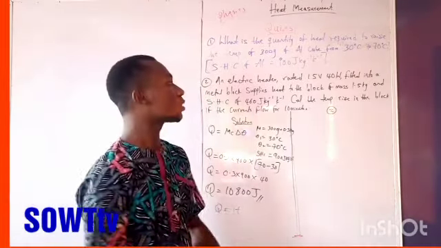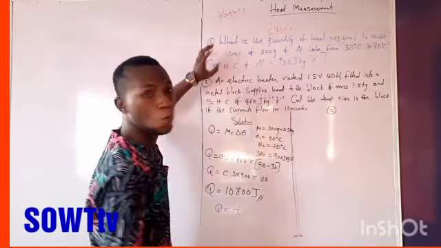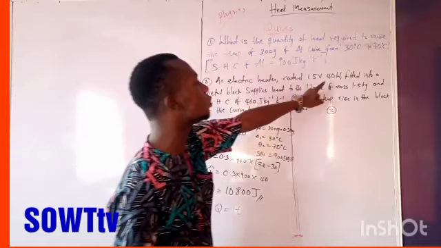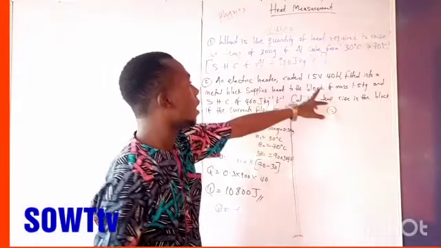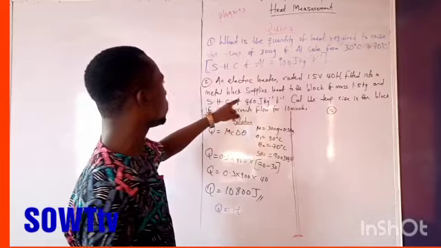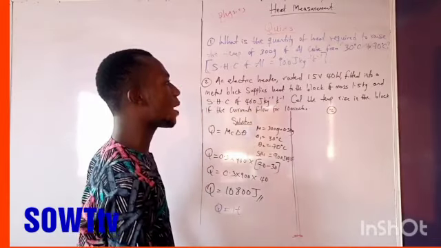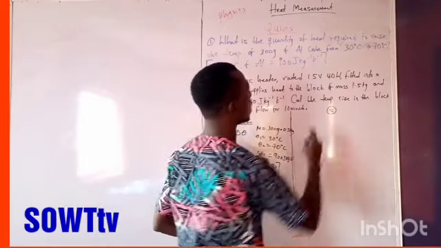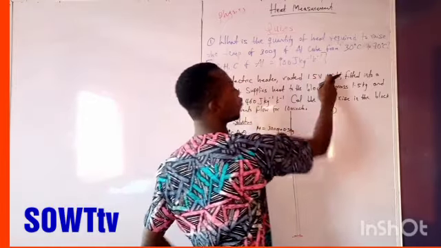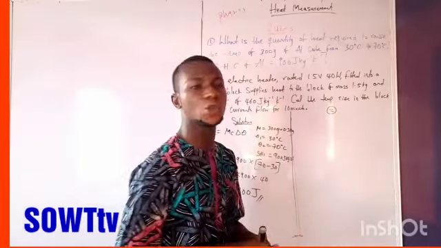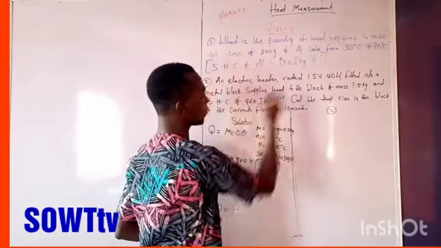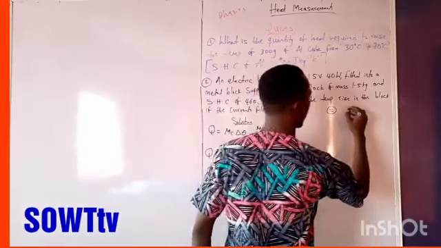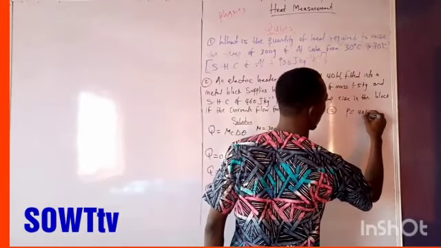Current times time. So the question on the board for quiz number 2 is: an electric heater rated 15 volts, 40 watts, fitted into a metal block, supplies heat to the block of mass 1.5 gram. So let's start by writing out our parameters. We have 15 volts, 40 watts. Power is measured in watts, and our potential difference is 15 volts. So our power equals 40 watts.